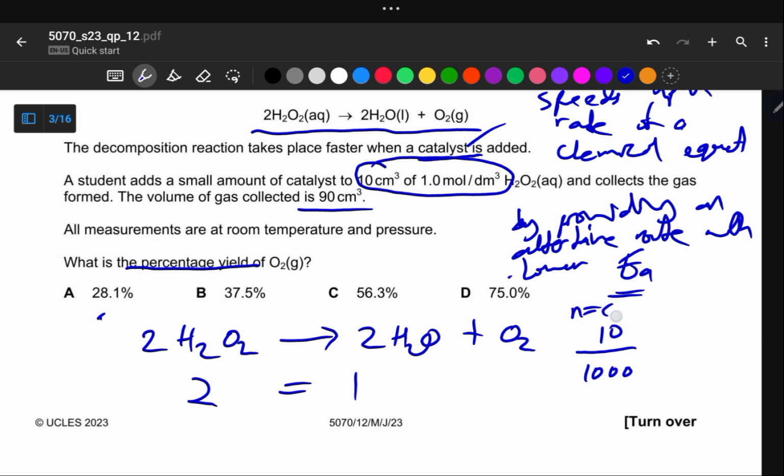So n is equal to CV, right? You should always remember these fundamental equations. n is equal to CV. So this one is our V, and our C is equal to 1, so it's 1 times 10 over 1000.